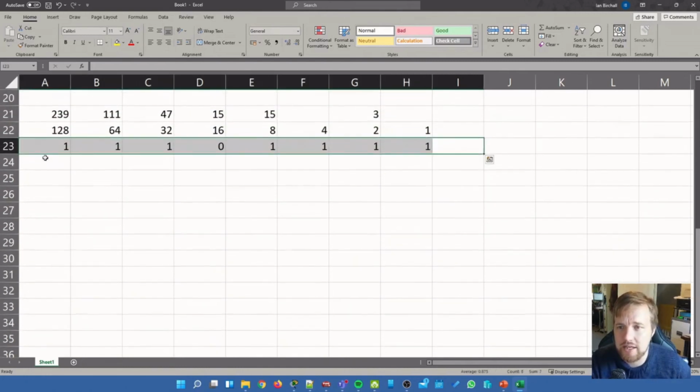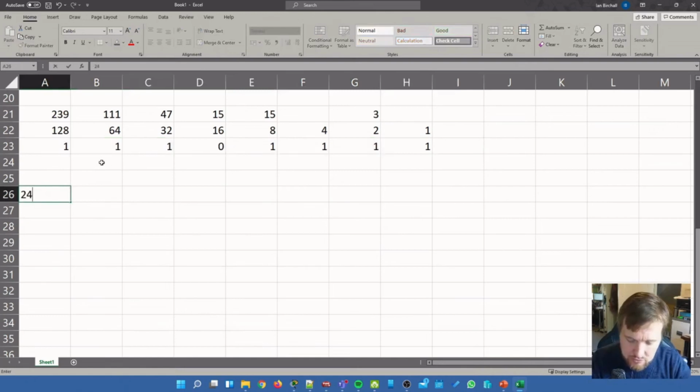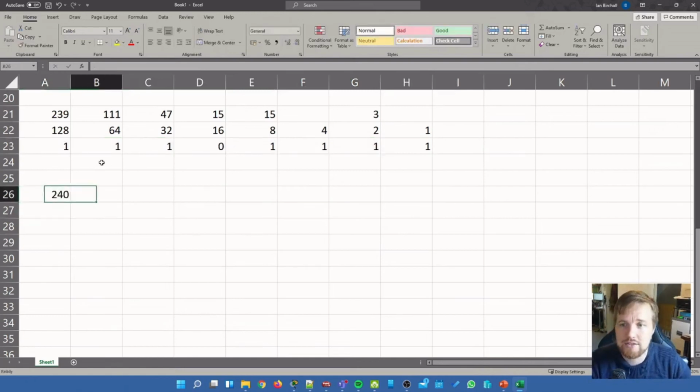There is another way in which you can do it. So let's take the value of 240, for example. What you can do is just divide it by 2, okay? When you divide the value by 2, you'll get a whole number plus a remainder. So we're not using fractions. We don't believe in halves or quarters or anything like that. We just want whole numbers. So in this instance, 240 divided by 2 is 120 with a remainder of 0.